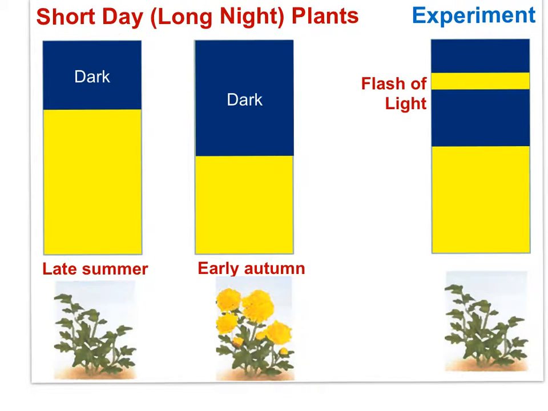Again, we're looking at short day plants. In late summer, when the days are long and the nights are short, the chrysanthemum does not flower. But in the autumn, as the day length decreases and the night length increases, the chrysanthemum flowers. When a long darkness was interrupted with a flash of light, the plant did not flower, as if the long days of summer were not yet over.